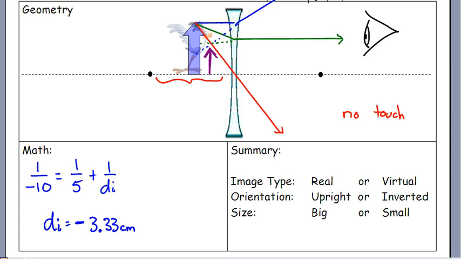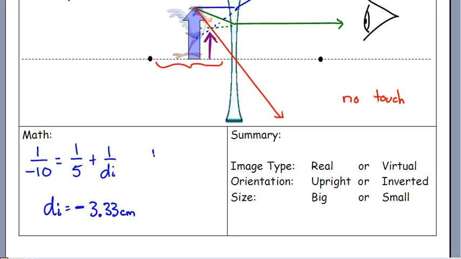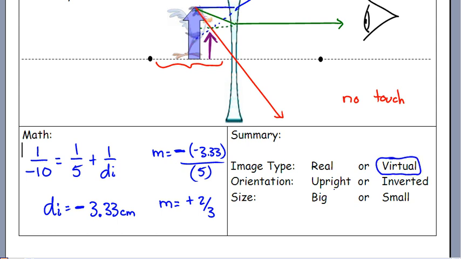Let's go and find the magnification for this story. Magnification would be the opposite of, the equation naturally has an opposite sign, and then negative 3.33, double negative, divided by the 5. And that tidies up, in simplest terms, to a positive 2/3. So we've got a virtual image, because the rays don't actually touch, because the DI came out to be negative. It is upright, and once again, it is small.